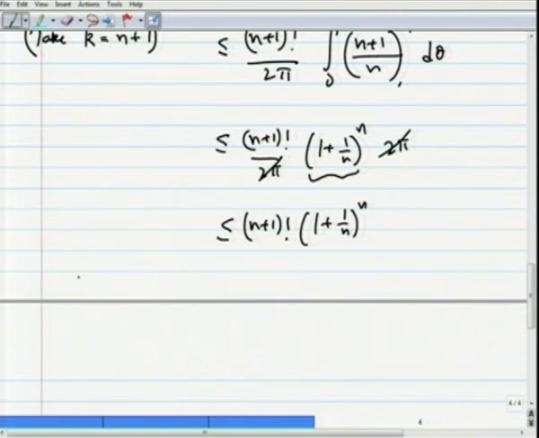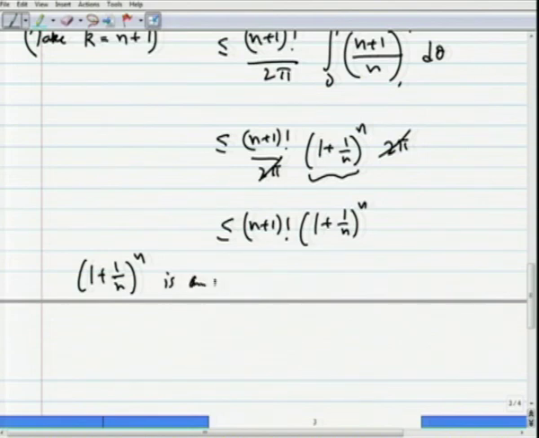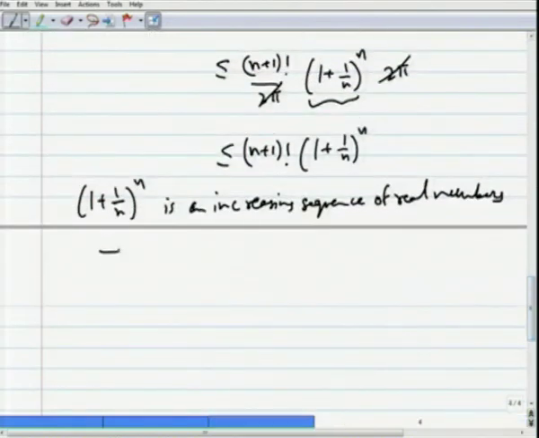sequence (1 + 1/n)^n is an increasing sequence of real numbers, and one proves in a first course in real analysis that this tends to e. The limit of this increasing sequence, either one defines that to be e, or if e is defined otherwise, then one proves that it converges to e. So, in any case this is an increasing sequence.